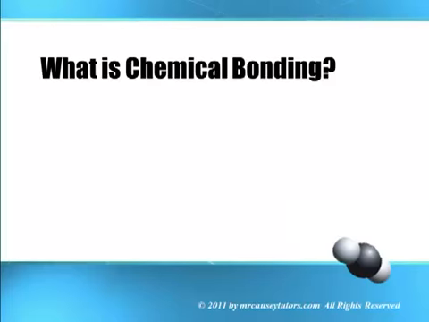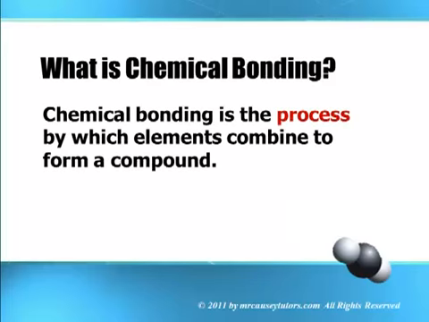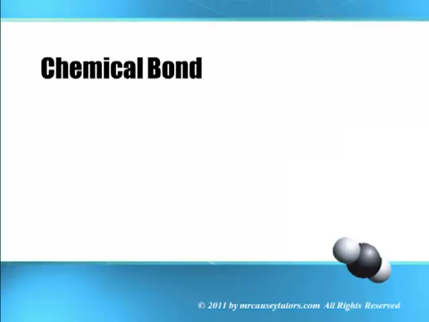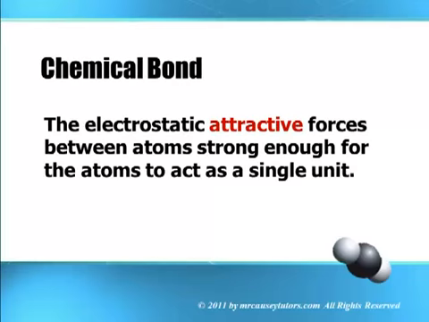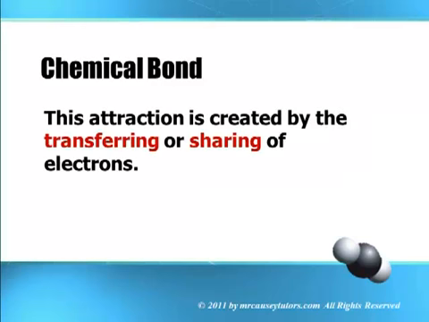What is chemical bonding? Chemical bonding is the process by which elements combine to form a compound. And a chemical bond is the electrostatic attractive force between atoms strong enough for the atoms to act as a single unit. This attraction is created by the transferring or sharing of electrons.